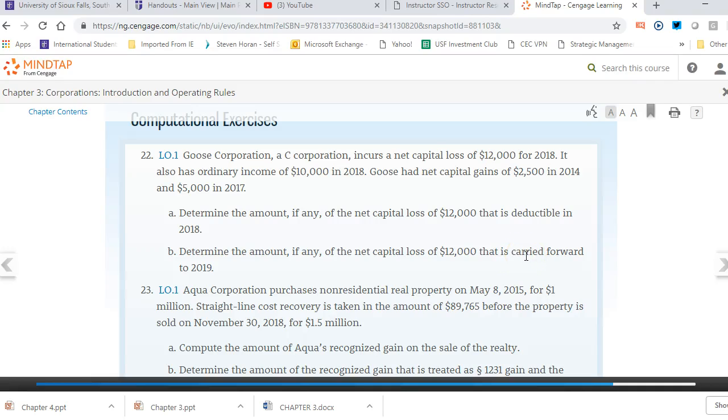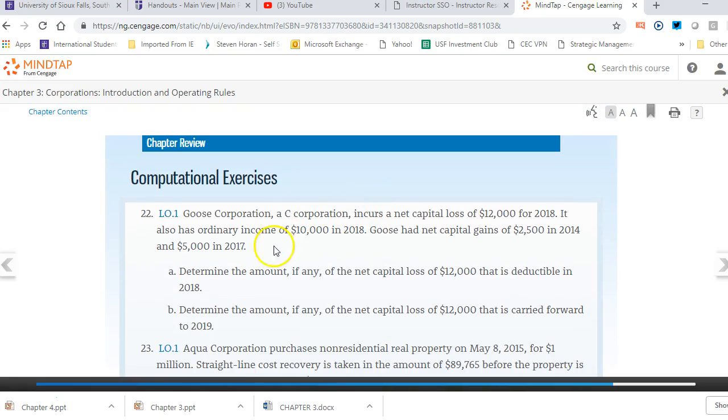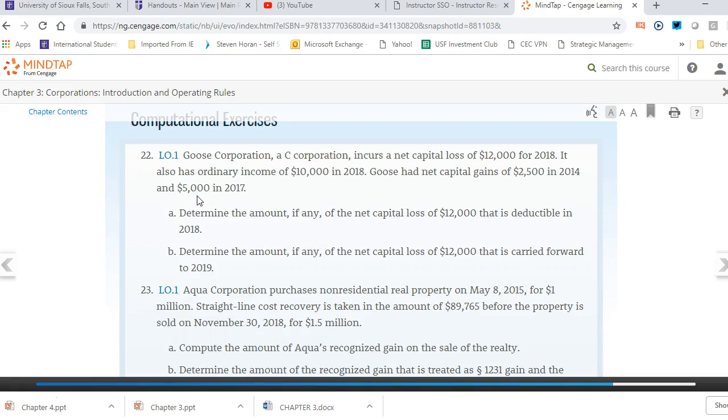Let's talk about the Chapter 3 exercises. These are the computational exercises that I have open right here. They're really just from the back of your chapter, so I just have the ebook open to Chapter 3, and I'm at the computational exercises portion of them. I'm going to go through most of them for Chapter 3 with you.